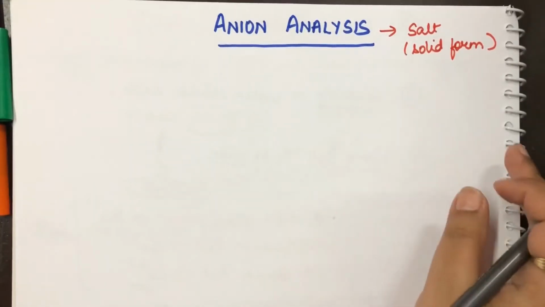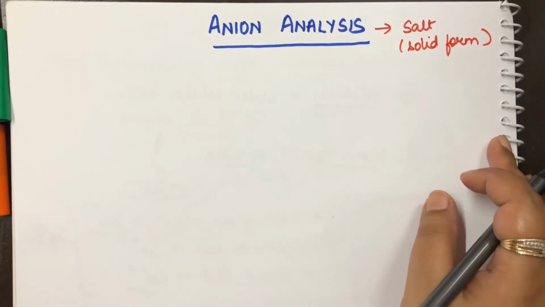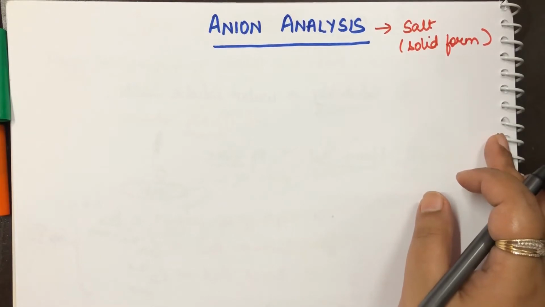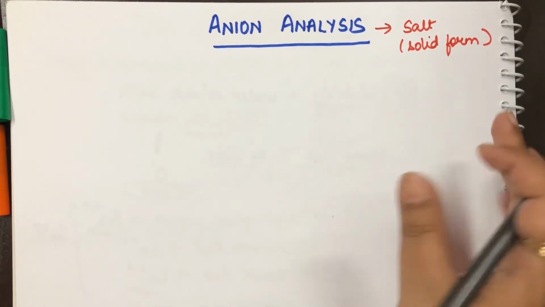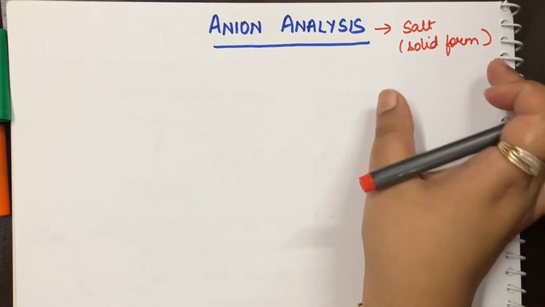And for cations, we preferably take the salt in the original solution. The original solution is nothing but the mixture of your salt and water. You just take salt and add water in it, and that is called your original solution. Now for anion, for most of the experiments, we are only going to take the salt in the solid form only here.